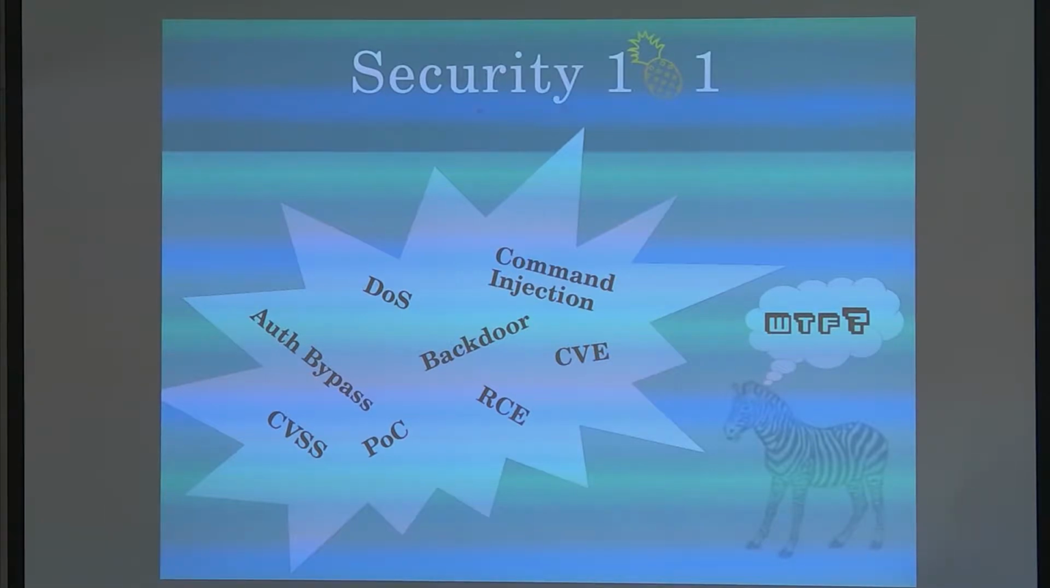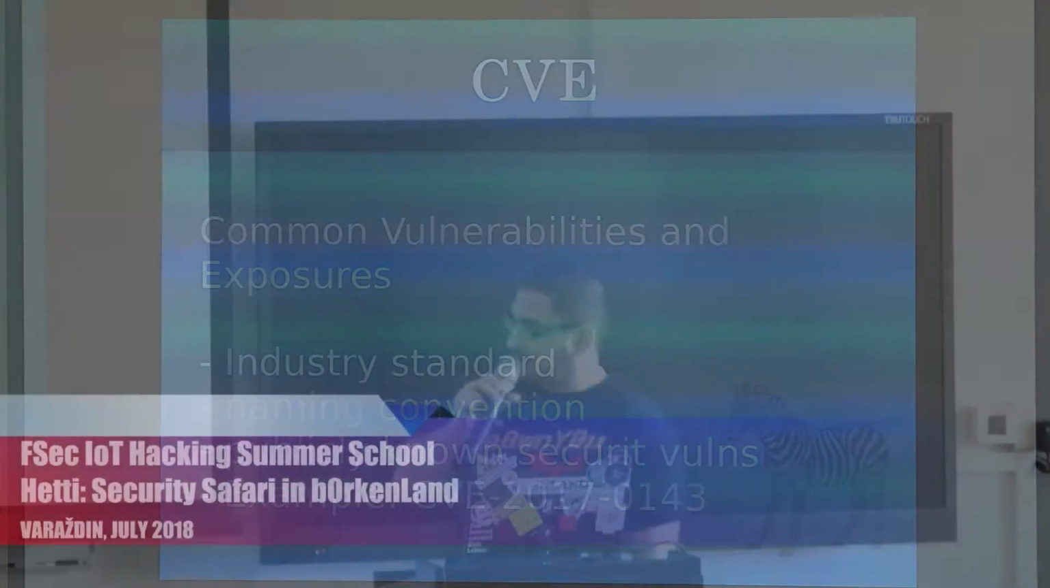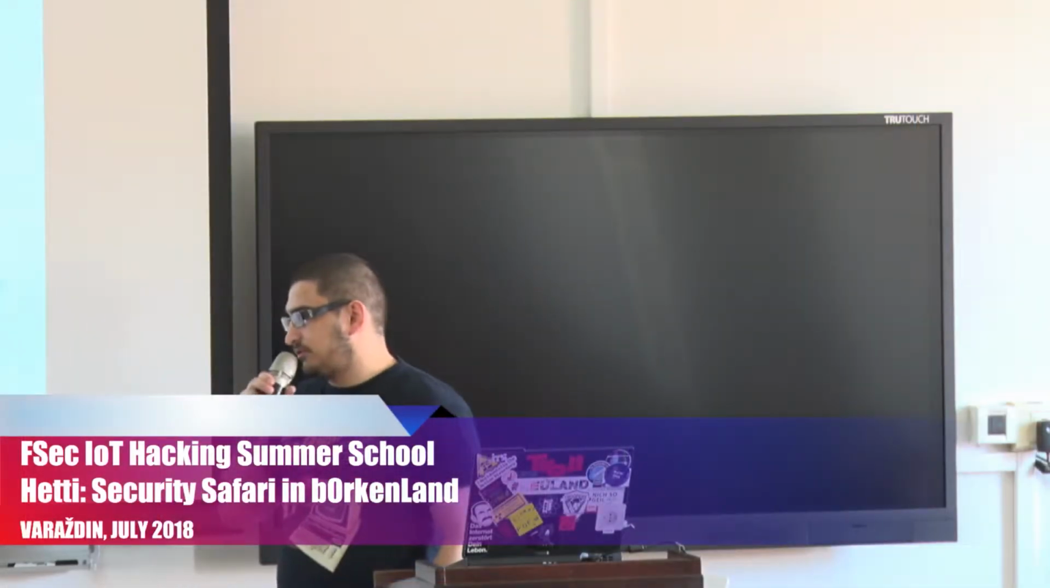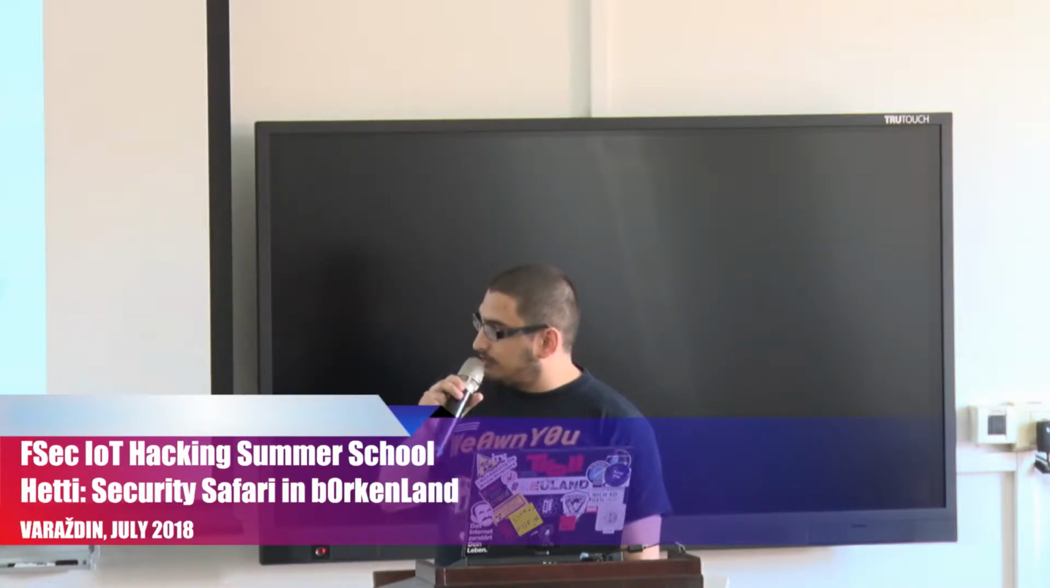Let's start with CVE. CVE is Common Vulnerabilities and Exposures. It's an industry standard, a naming convention for vulnerabilities and exposures, and only publicly known security vulns are there. It's obvious: if you don't know about it, like a 0 day, an unknown exploit, then you will not have a CVE for it. And that's a sample on the bottom of how it works. It's CVE with the year of the finding of the exploit or the bug, and then a number that got assigned to it.